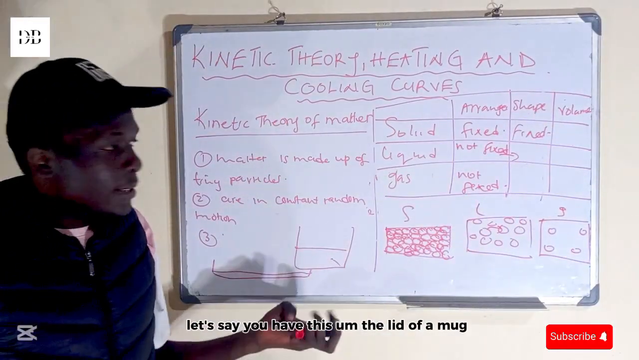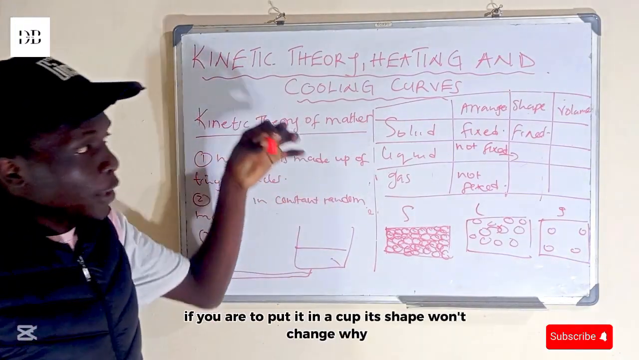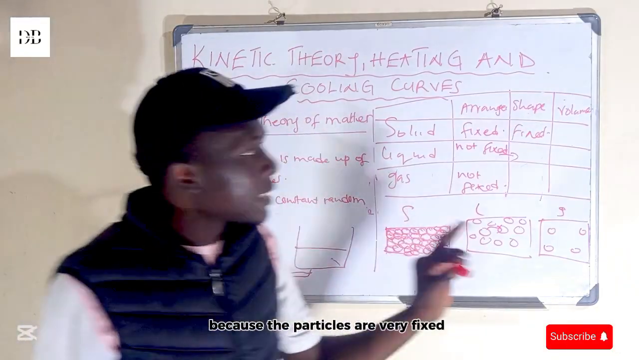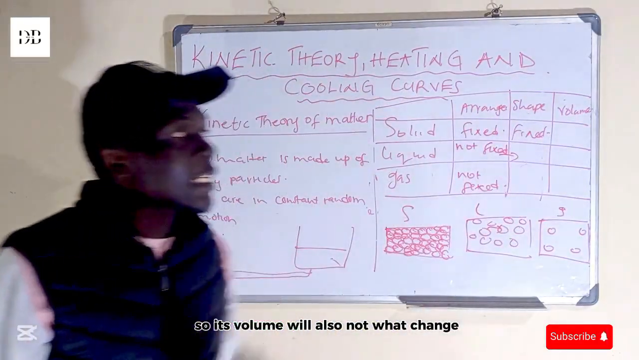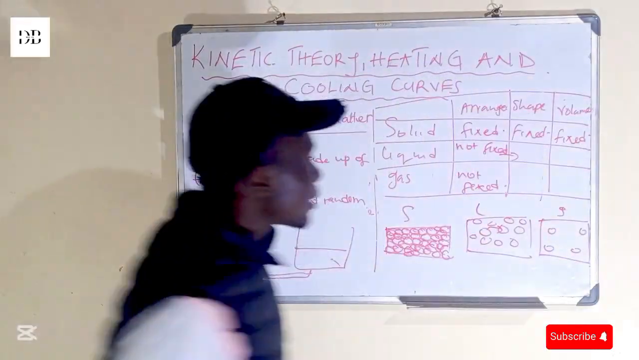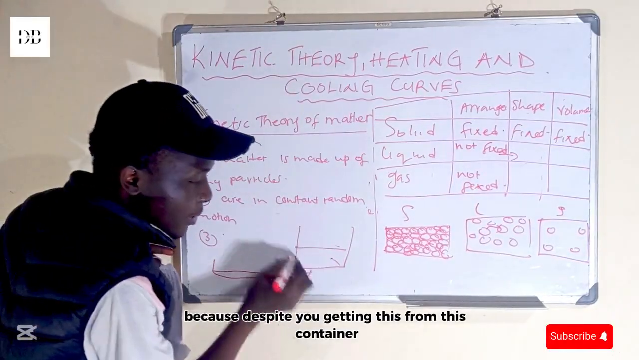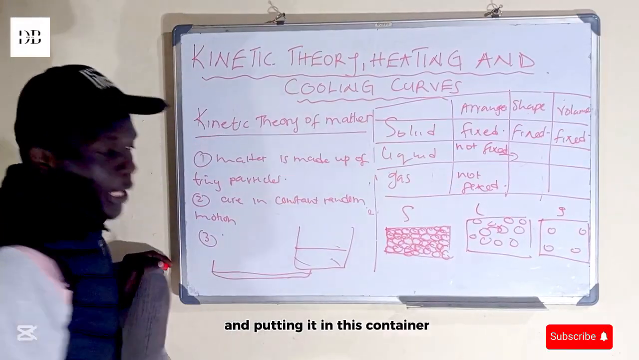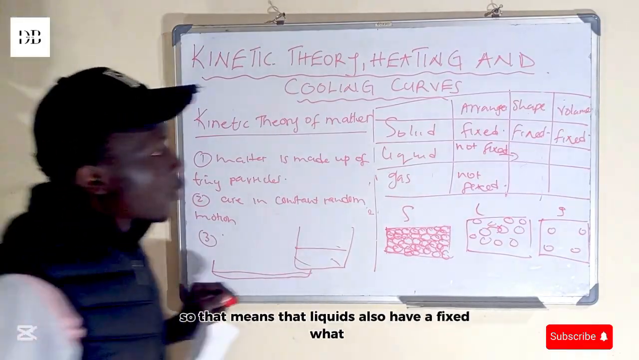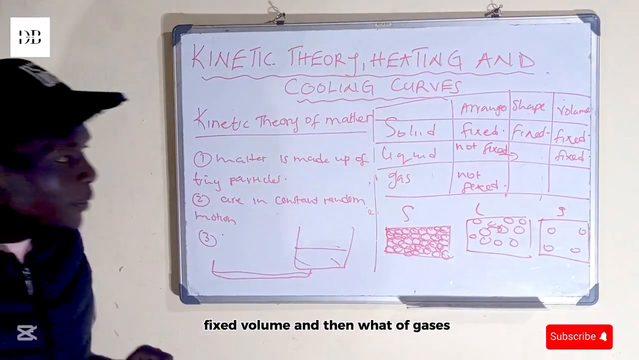If you have a solid, let's say the lid of a mug, and you put it in a cup, its shape won't change. Why? Because the particles are very fixed. So its volume will also not change. That means that solids have a fixed volume. Liquids also have a fixed volume, because despite you getting this from one container and putting it in another container, it will not change the amount of water there is. What will only change is the shape. So that means that liquids also have a fixed volume.